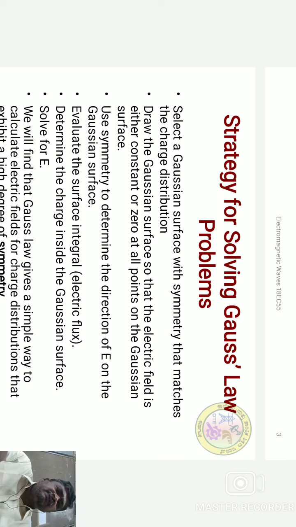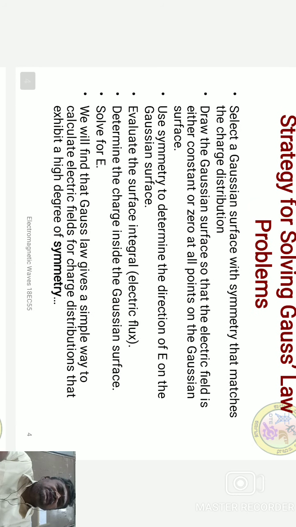Select a Gaussian surface with symmetry that matches the charge distribution, and we need to draw the Gaussian surface so that the electric field is constant, meaning the electric field also has to be symmetrical. If I consider any point on the surface, E is supposed to be symmetrical and r is also symmetrical. What is r? The distance between the charge and the point P which I have considered on the surface. Now use symmetry to determine the direction of E on the Gaussian surface, and then we will calculate the electric flux or the electric field.